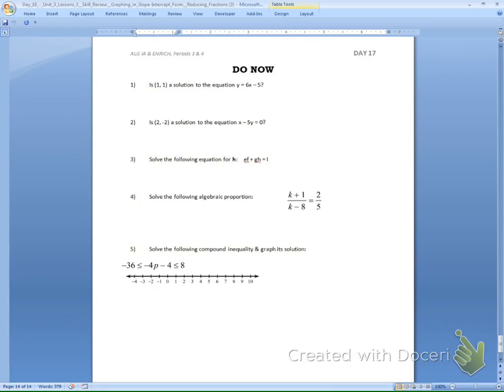This is the do now for day 17. The answer is explained. For question number 1, it asks if the ordered pair (1, 1) is a solution to the equation y equals 6x minus 5.